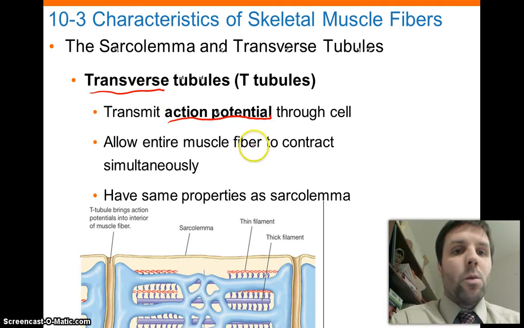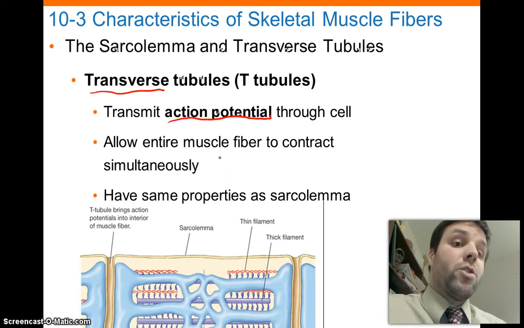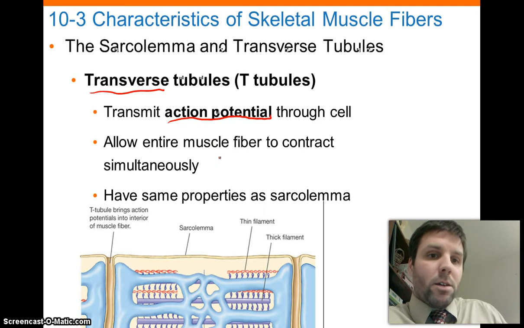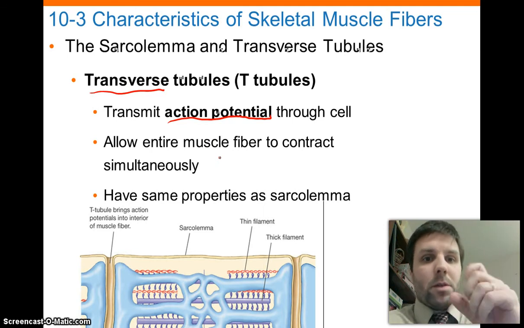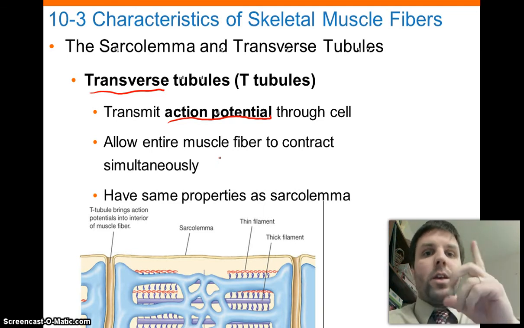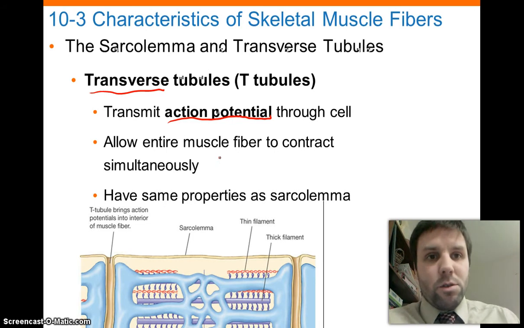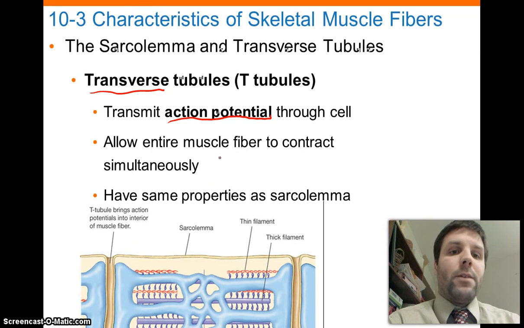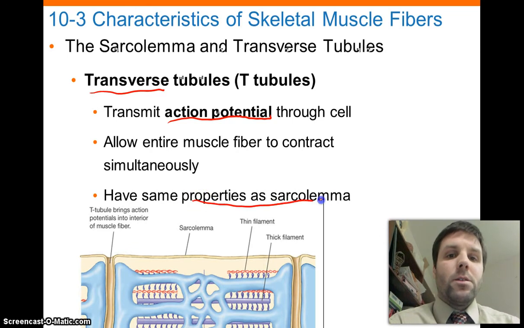Okay, and this is going to be what allows the muscle fiber to contract simultaneously. You don't want just part of your muscle to contract. Okay, you want just a little bit. You want to be able to contract your muscle as much or as little as possible, and this structure, these T-tubules, are going to allow you to do that, and that's where they have the same properties as the sarcolemma.